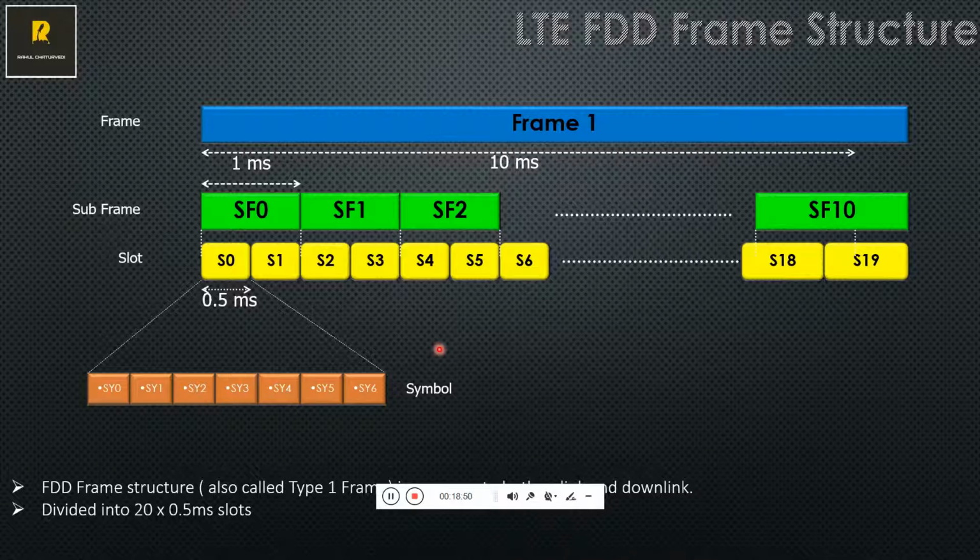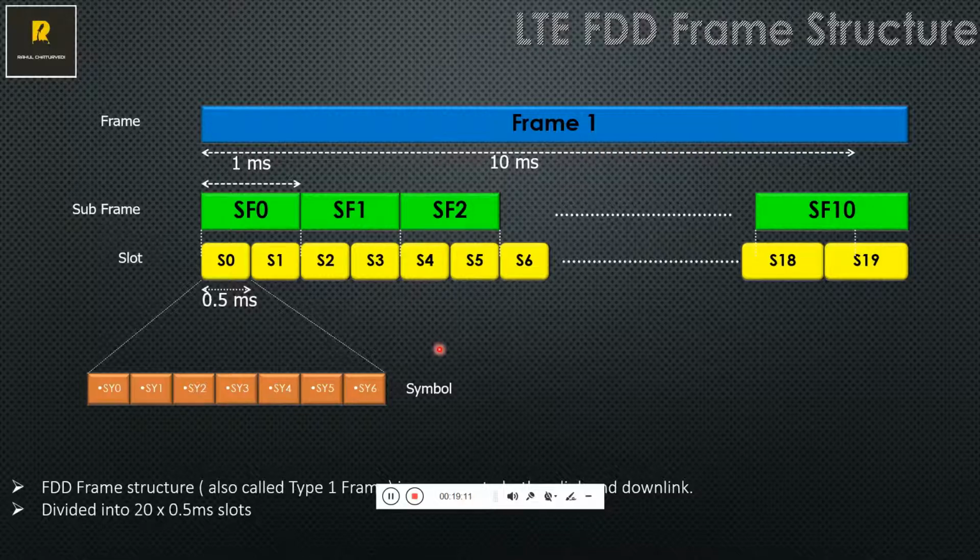So the duration of a single slot is 0.5 ms only. So 7 symbols have the duration of 0.5 ms, and when I multiply it by 20, I get the duration of 10 ms, that is 1 frame.